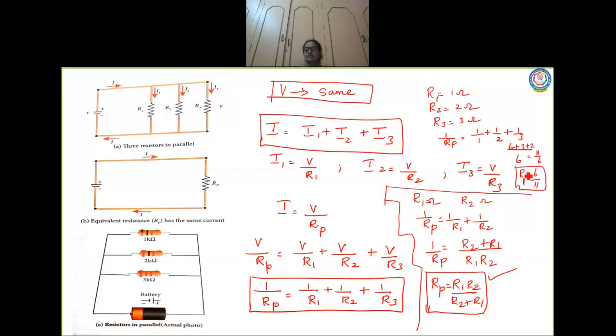So decimal in the sense the effective resistance will be lesser than the least. Which is the least here? The least value is 1 ohm. The effective resistance will be definitely lesser than this. Okay? Am I making the concept clear? There the effective resistance will be greater than the greatest. Here the effective resistance will be lesser than the least.